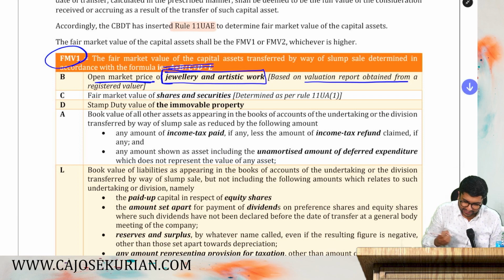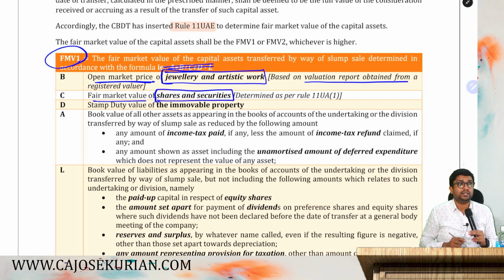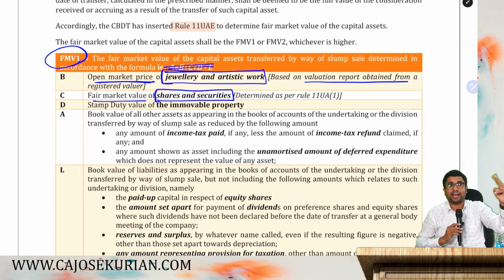Now, if the assets transferred are shares and securities, then the fair market value. Hope you remember exit taxation, we have studied fair market value. What was the fair market value in exit taxation that we have studied? For listed equity shares, you take the average.